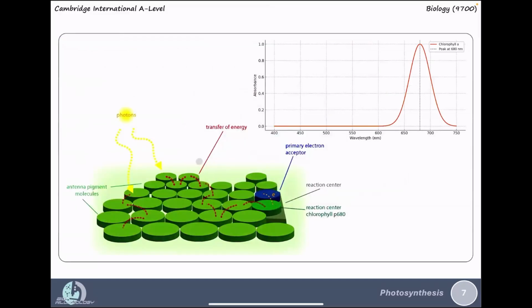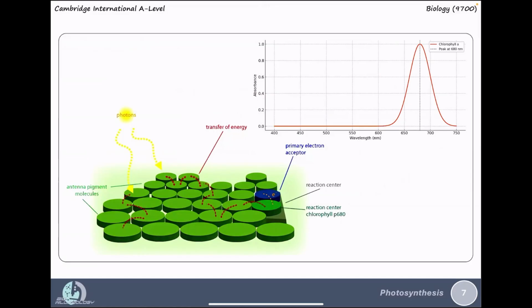Let us look at this diagram. So this is a photosystem. In this photosystem, we have the reaction center, which is known as P680. P680 indicates that this reaction center has peak absorption at 680 nanometer wavelength.